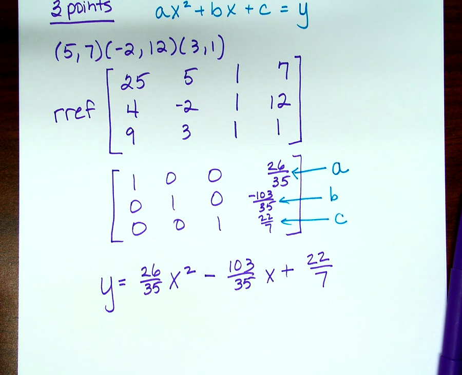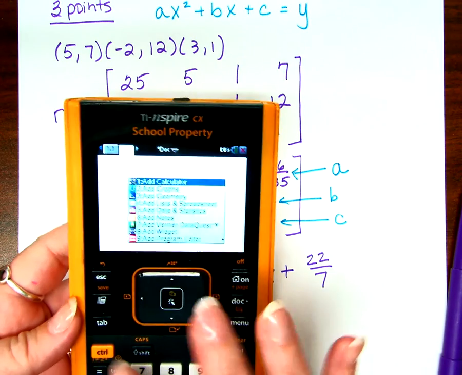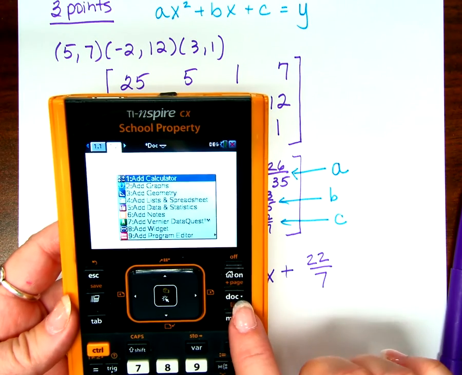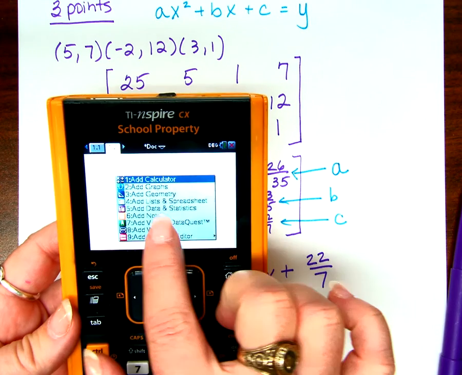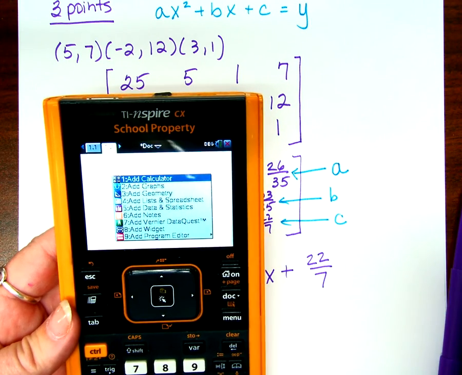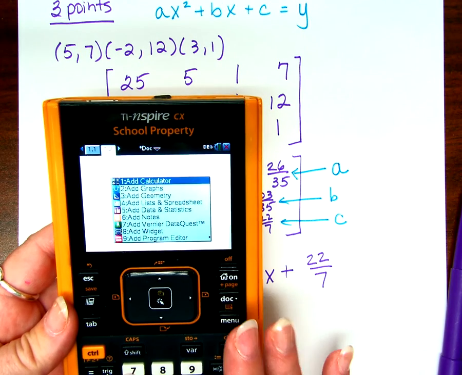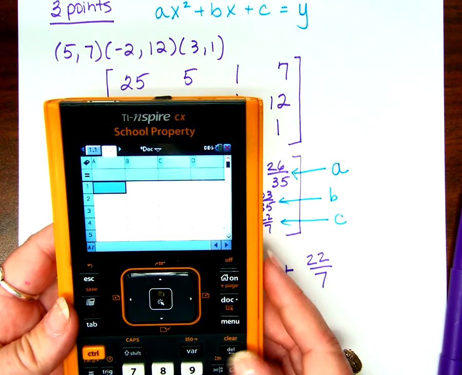Okay, so what I want you to do is add a page. Do you know how to add a page? Control, Doc. Control here, Doc here. I want to add a page or just completely start over. Either one is fine, but I'm adding a page that's a lists and spreadsheet. Shockingly, it looks like a spreadsheet.